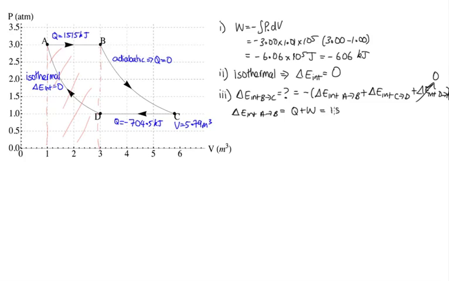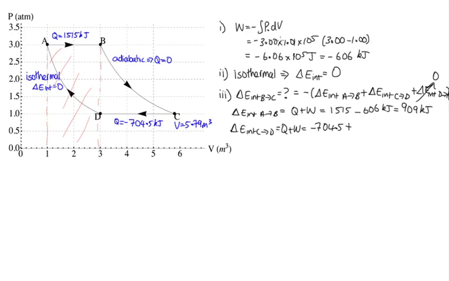So we've got 1,515 kilojoules minus 606 kilojoules. And solving that, we end up with 909 kilojoules. And then the change in internal energy we need along here now from C to D. Again, it's Q plus W. We've already been given the Q. It's minus 704.5. And then what we can do is the same thing as we did up here.